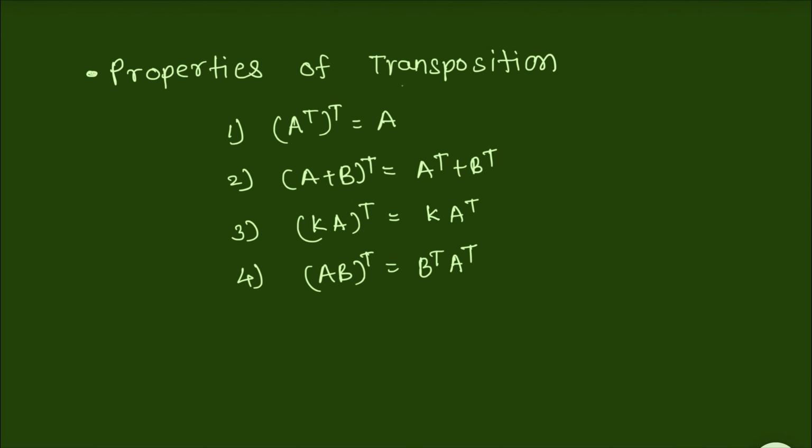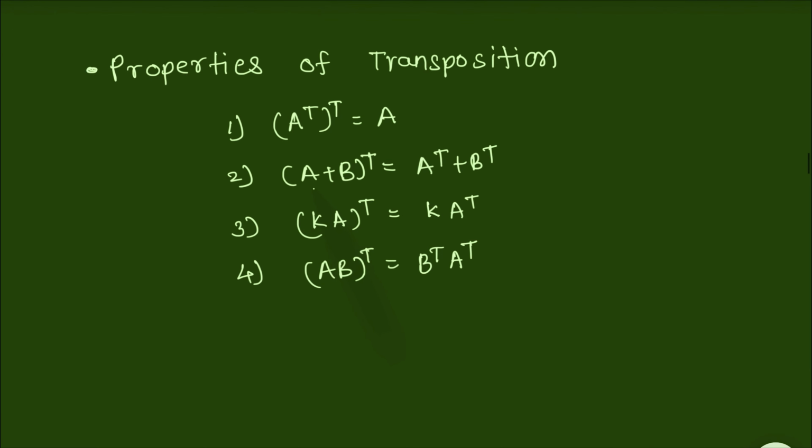Now the properties of transposition. First property, the transpose of a transpose is the matrix itself. Second property, (A plus B) transpose is equal to A transpose plus B transpose. For a scalar K, (K times A) transpose is K times A transpose. And the last one, (A times B) transpose is equal to B transpose times A transpose. Remember that (A times B) transpose is not equal to A transpose times B transpose in general.